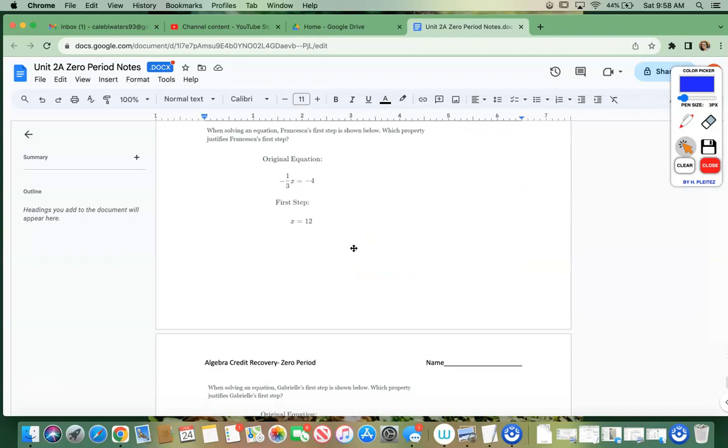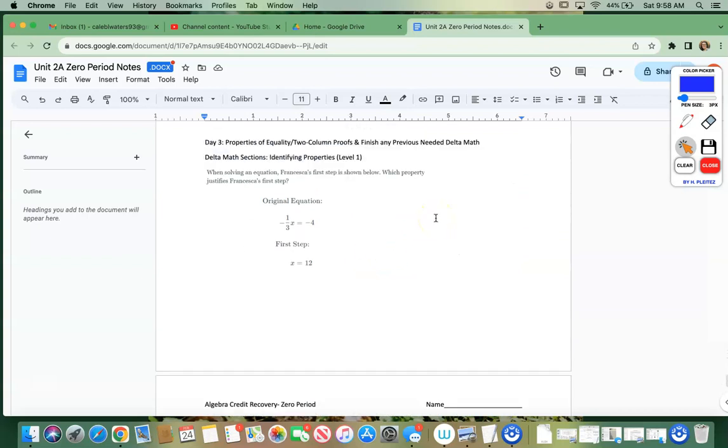Knock it out, get it done. All right, so day 3 is all about the properties. Okay, so we're going to be just talking about how did they get to what, right? And then I'm dedicating some time for you to finish the rest of the Delta Math.